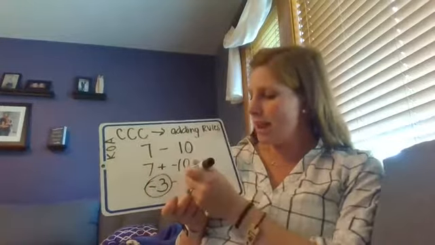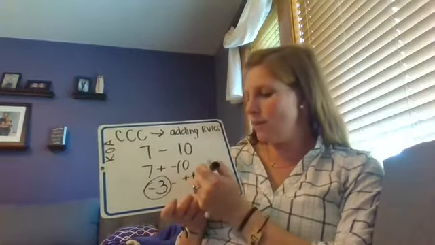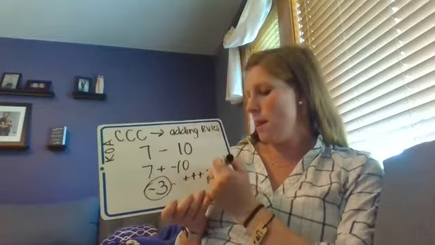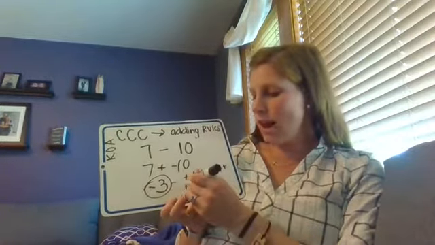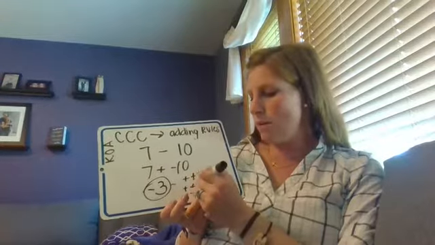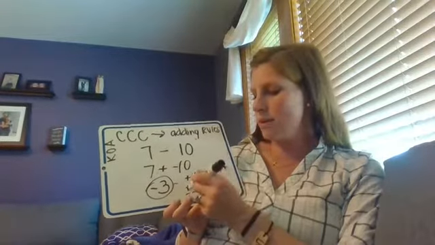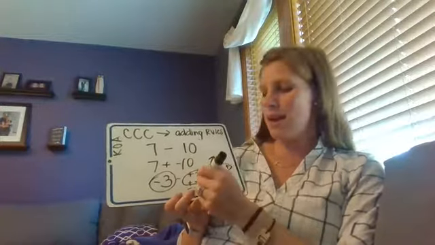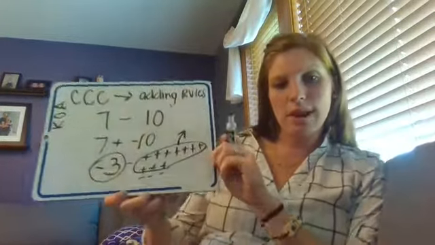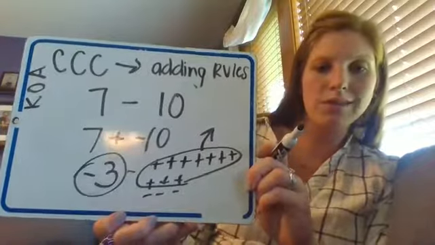7 minus 10, if I have 7 positive markers, and I'm trying to take 10 of them away, I'm actually going to have to create 3 more 0 pairs to give myself 10 positives. And once I take those 10 positives away, here are my 3 negatives that I'm left with. So you can kind of see that visual there of how that works. Let's do 2 more really quickly here.